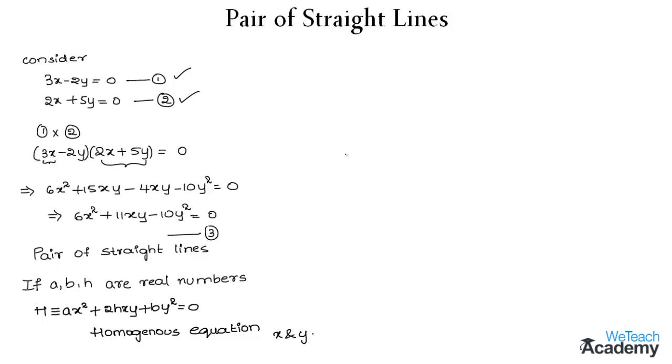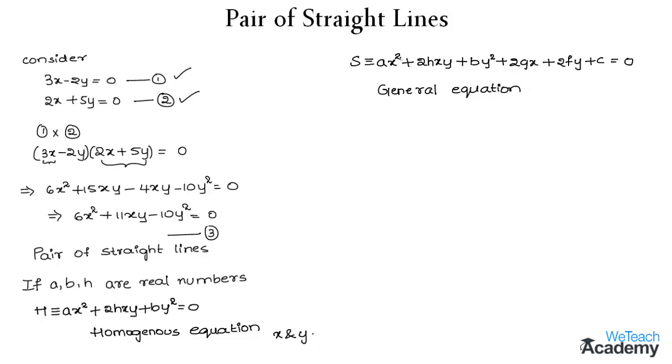Now let us discuss a non-homogeneous equation, which is in the form S = ax square plus 2hxy plus by square plus 2gx plus 2fy plus c = 0. This equation is called the general equation of second degree in x and y. Remember that it is a non-homogeneous equation.